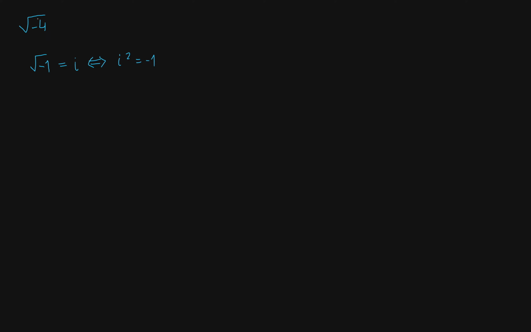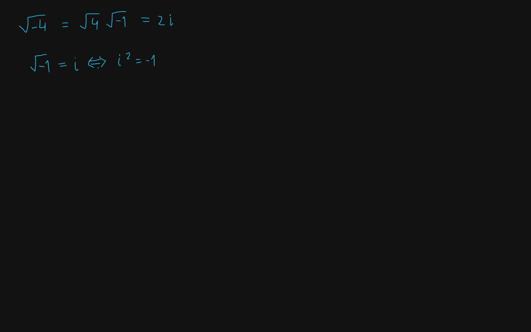And so what we can do with this is basically factor out the real portion. So you're going to have the square root of 4 times the square root of negative 1. So then you're going to be left with 2i.